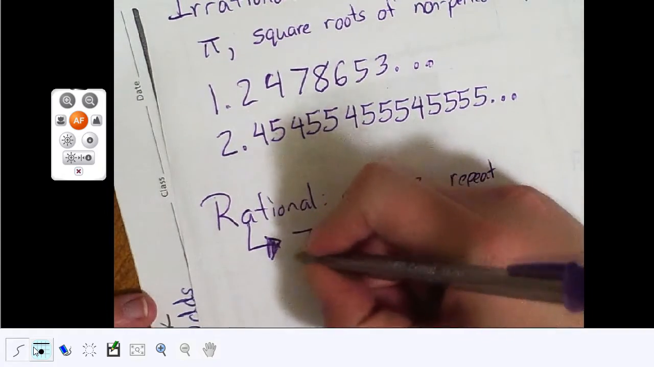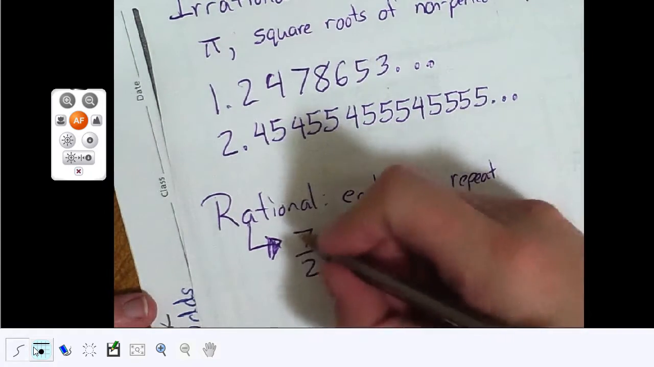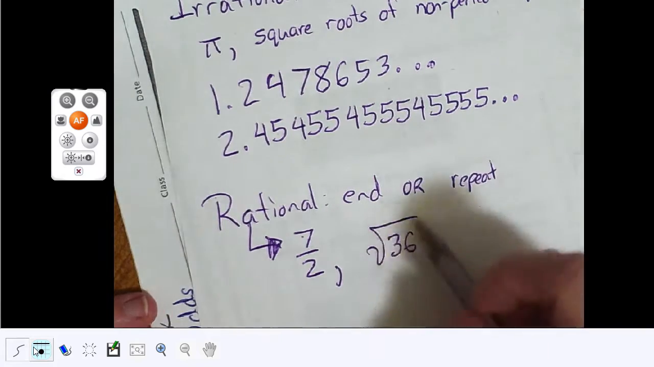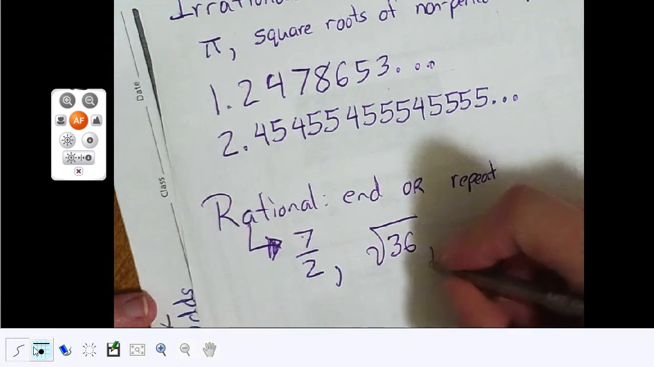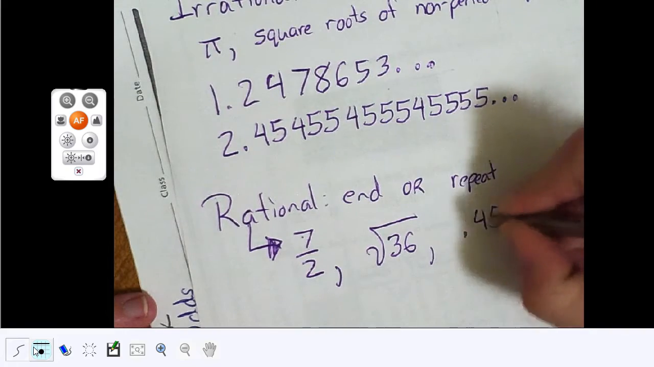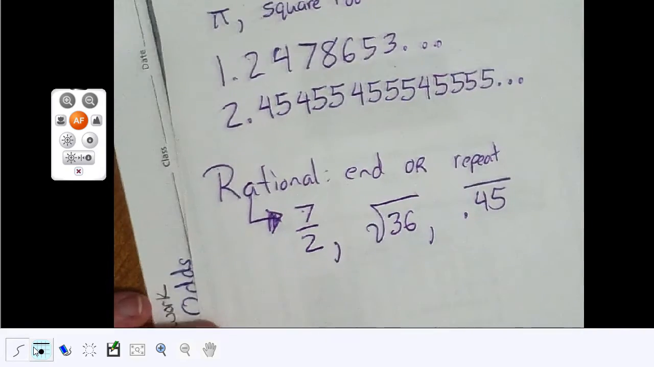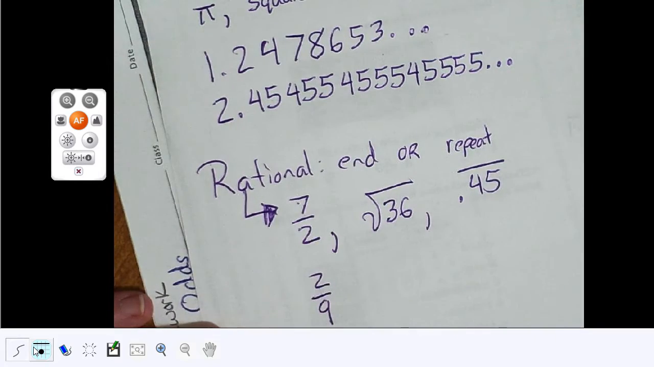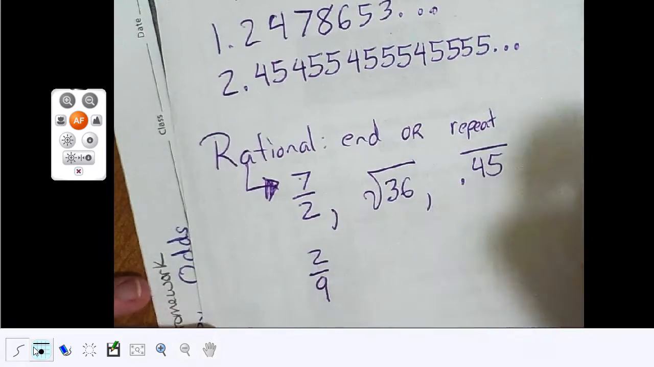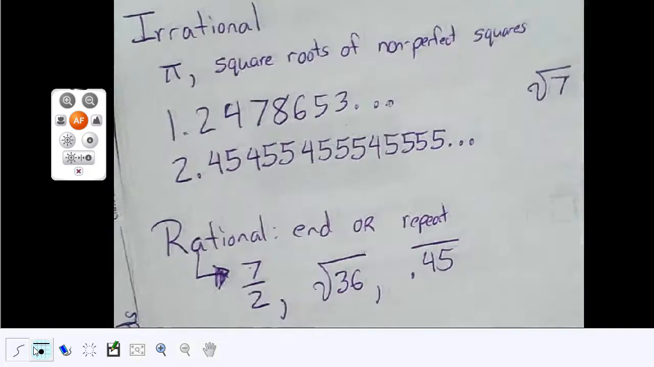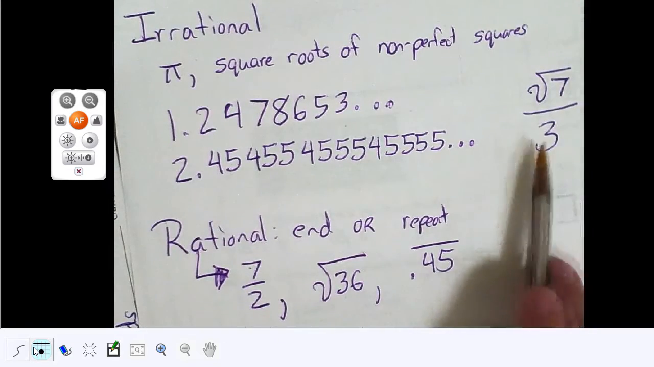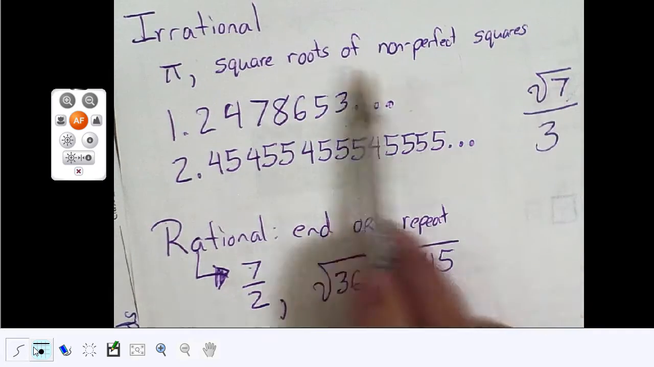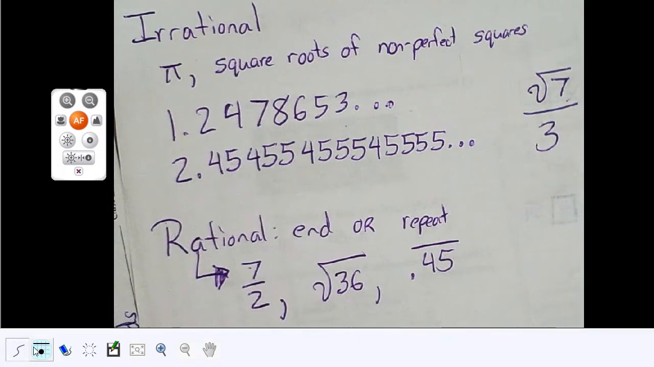So if I have 7 halves, rational, because 7 and 2 are both rational. Square root of 36, rational, because it's a perfect square. If I have 0.45 repeating, rational, because it repeats. 2/9, when you make it a decimal, repeats, so it's rational. Both of those are rational, so it's rational. However, if I have something like the square root of 7 over 3, 3 is rational, but the square root of 7 is irrational. So because it has a part that's irrational, it's automatically going to be irrational.